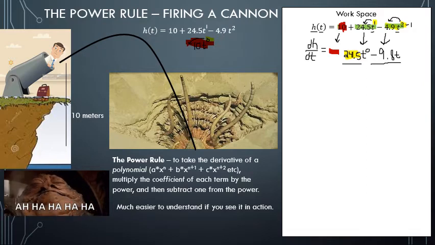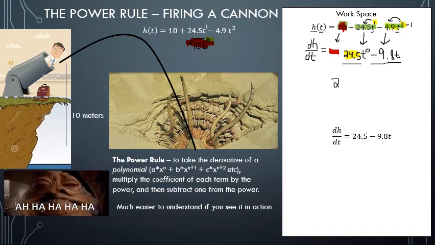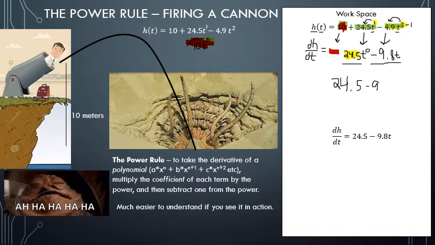The 10 right here, our buddy 10, just goes away. It disappears entirely. It doesn't have a t in it, so it just vanishes. Our final answer then here is 24.5 minus 9.8t, right? Because t to the 0, so let me clean this up a little bit, 24.5 times t to the 0 is just 24.5, because t to the 0 is just 1, so 24.5 times 1. And we've got our negative 9.8t, which we recognize as gravity.